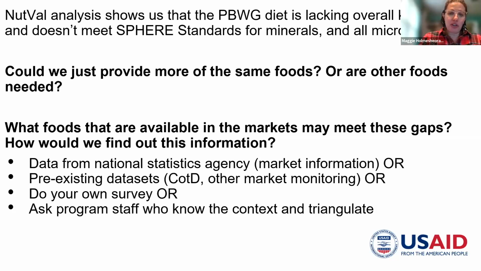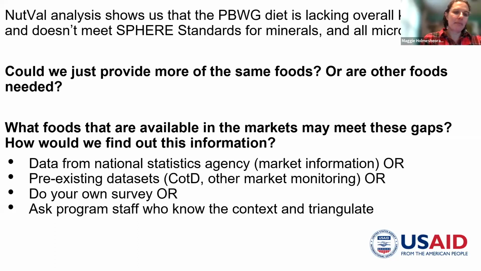So the first question would be, can we just provide more of the same foods or other foods needed? And so what we're going to do next is find out if we just increase our assumptions about them buying these dry commodities that are in the existing basket, would that meet the nutritional gaps that are there? And we also need to figure out what foods are available in the markets that could meet these gaps.